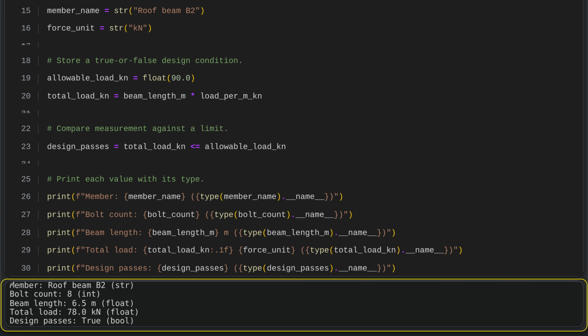This script shows how common data types can manage engineering information. It stores values such as a bolt count, beam length, load per meter, descriptive text, and a pass or fail design check. It calculates the total load from the beam length and load per meter, then checks whether it stays within an allowable limit. When run, it displays each value with its data type to illustrate how engineering data can be stored, calculated, and verified.